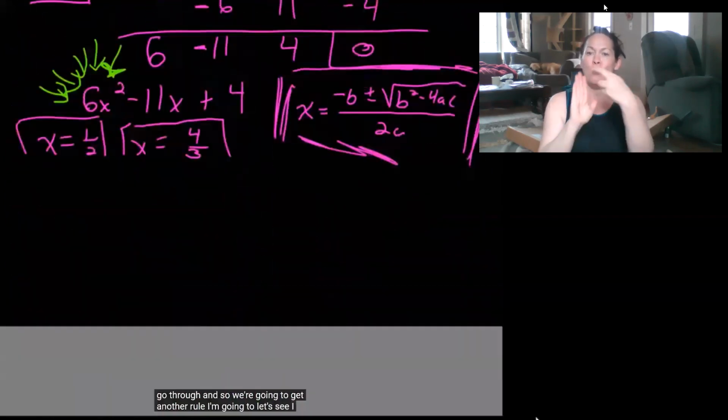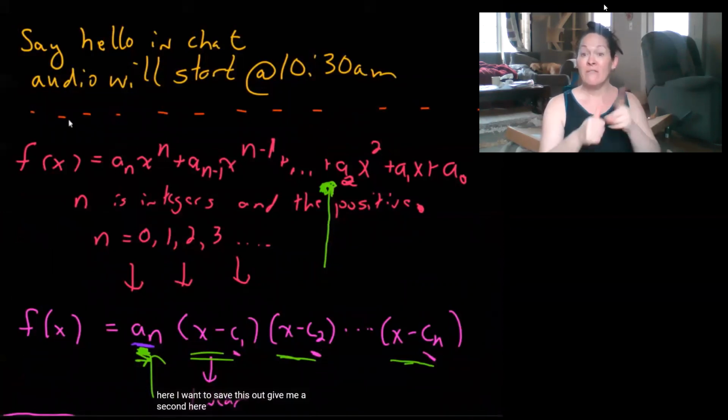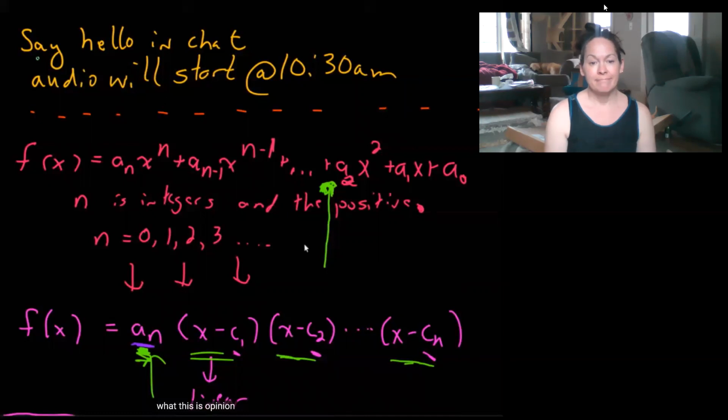I don't have much space left on the board here. I want to save this out. Give me a second here. I want this as a PNG. And we'll go to a new one. We'll fill the board. Get a pen.